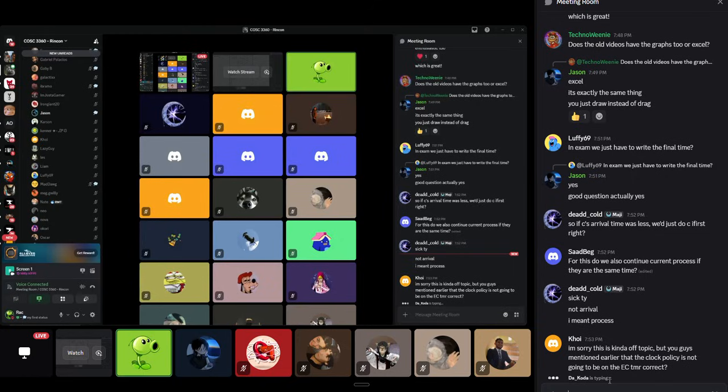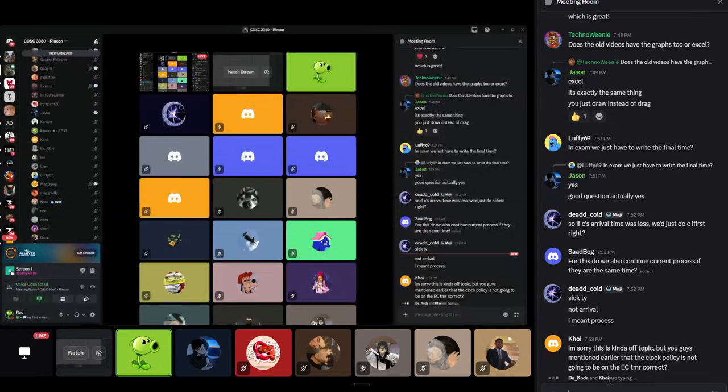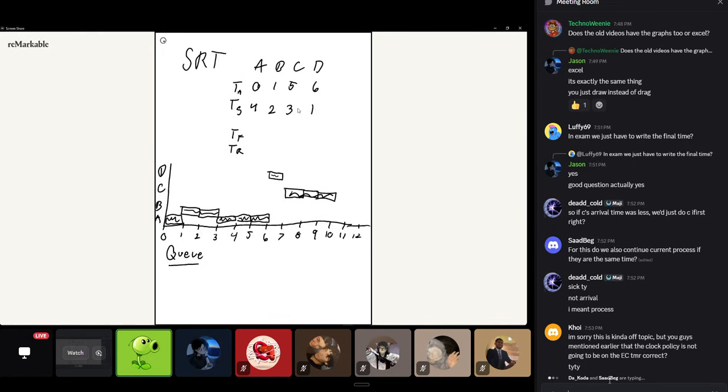Yeah, no, clock policy won't be on the extra credit. For this, do we also continue the current process if they are the same time? What do you mean by same time? Like if they had the same service time? If they have the same service time, yes, you would continue C.